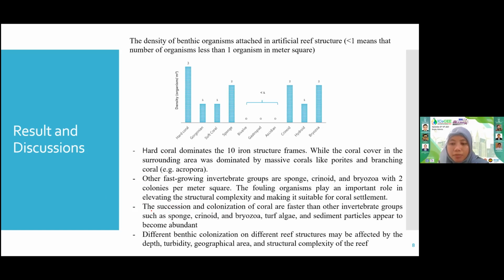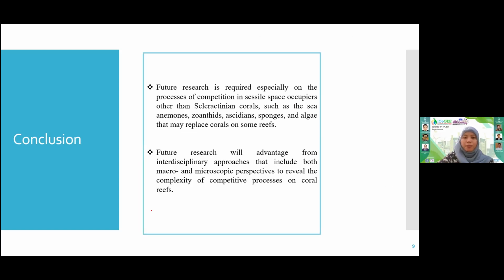The following organisms play an important role in elevating the structural complexity and also make it suitable for coral settlement. The succession and colonization of coral are faster than other invertebrate groups, such as sponge, crinoid, bryozoa, while turf algae and sediment particles appear to become abundant. Different benthic colonization on different reef structures may be affected by depth, turbidity, geological area, and structural complexity of the reef.